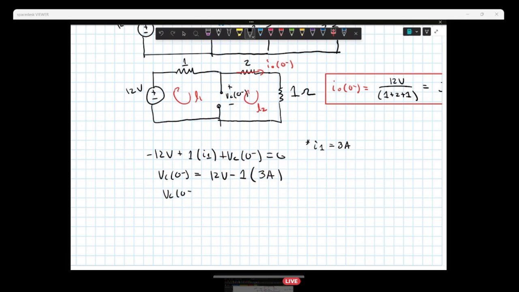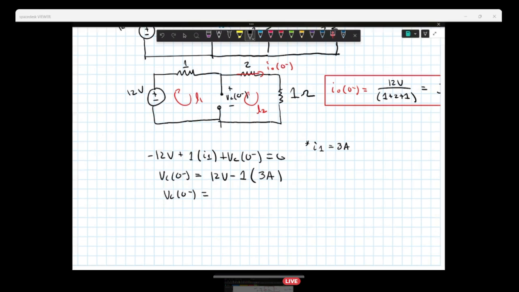Why do we need VC? This is the capacitor's voltage. We're going to use it after. We need both. This would be 12 minus 3, so you get 9.